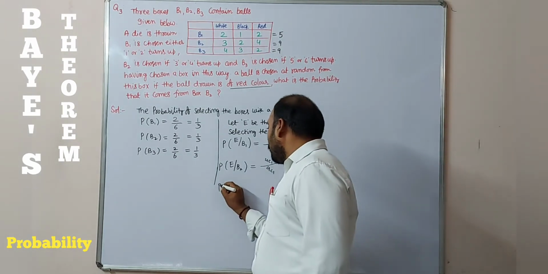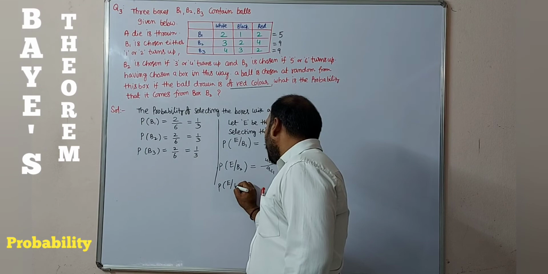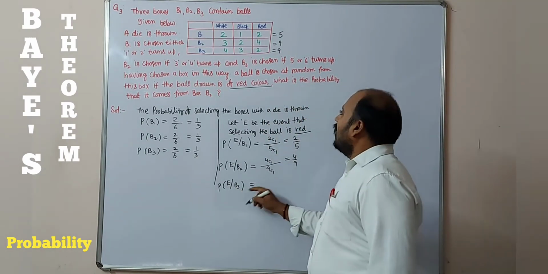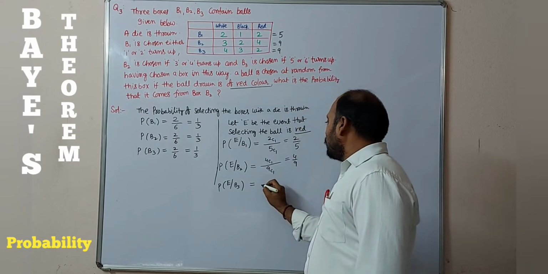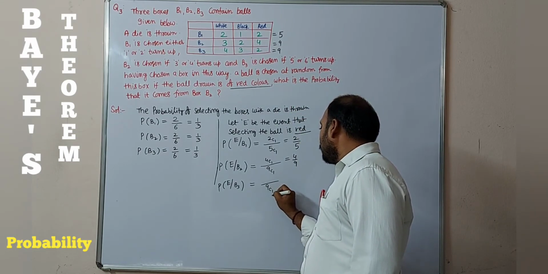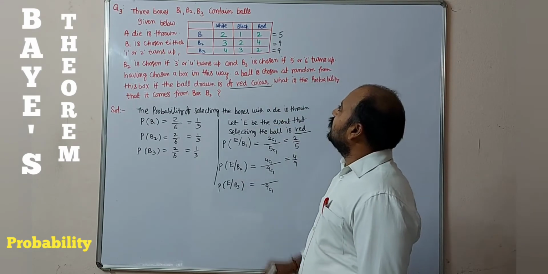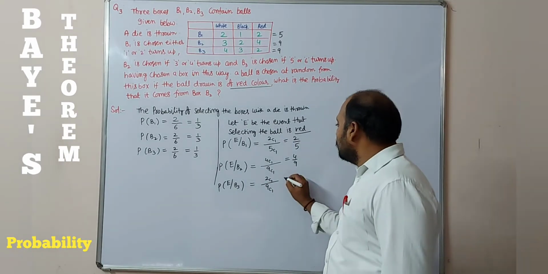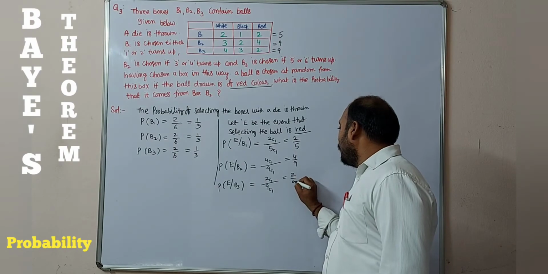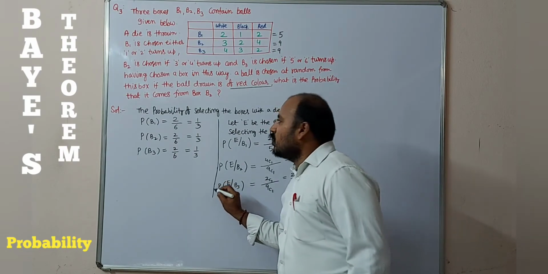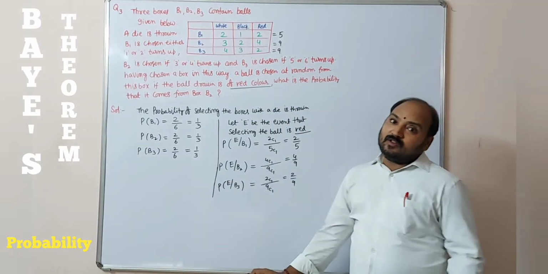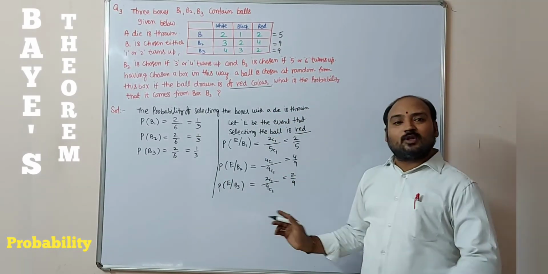The probability of selecting a red ball from box 3 is equal to, in box 3 also 9 balls are there, 9C1. In that, 2 red balls are there, which we can select in 2C1 ways. So it is equal to 2 by 9. So selecting the box is over. Selecting the red ball from the box is also over.